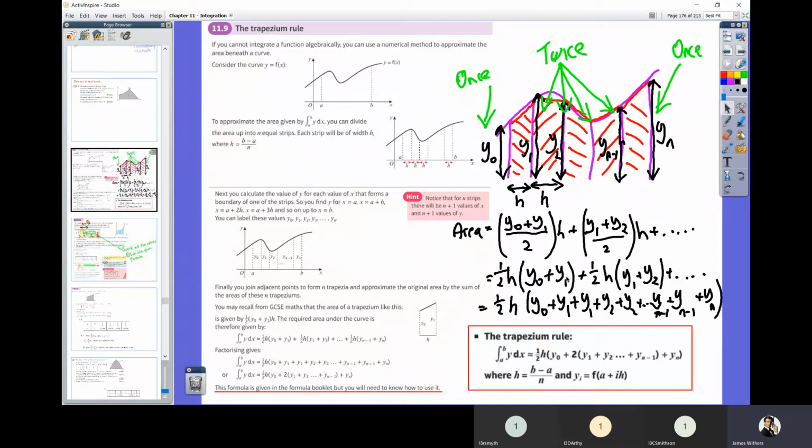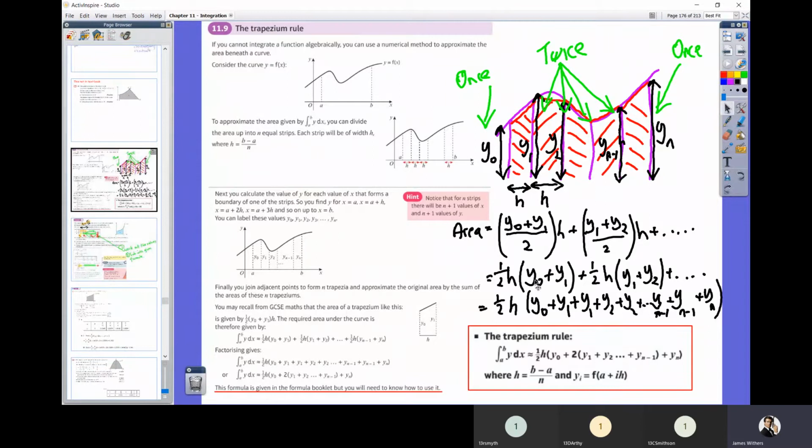So if you just picture that, here's trapezium number 1, here's trapezium number 2, and so on and so on. If you go and factorize that, you can take out the half h, and then what are you left with? A whole bunch of y's.